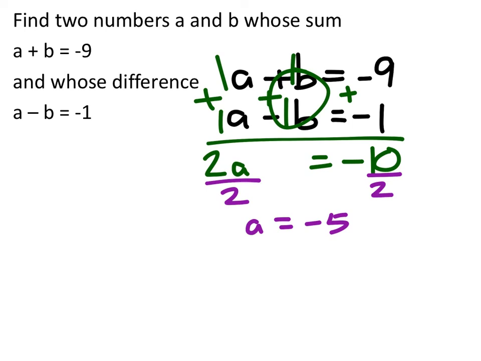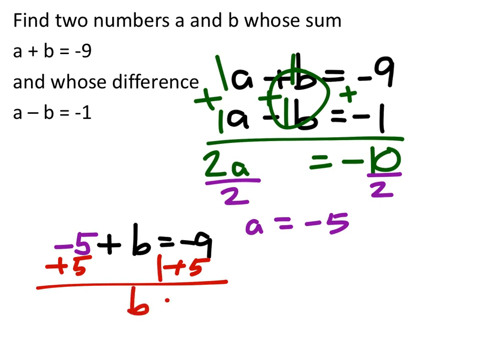So let's go in and solve for b now that we have a. I'm going to use the addition equation just to see. So I've got a plus b equals -9, but I'm replacing a with that -5. And to solve, I'll add 5 to both sides, which will give me b directly. b is -4.